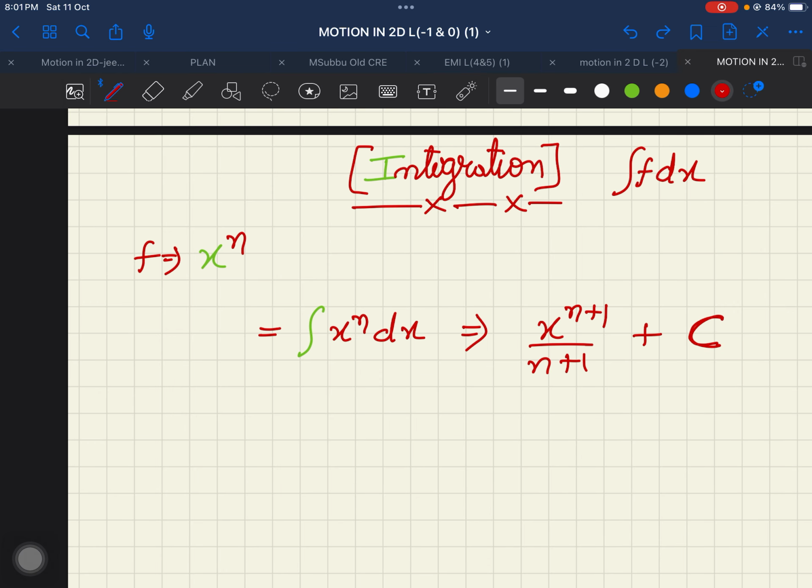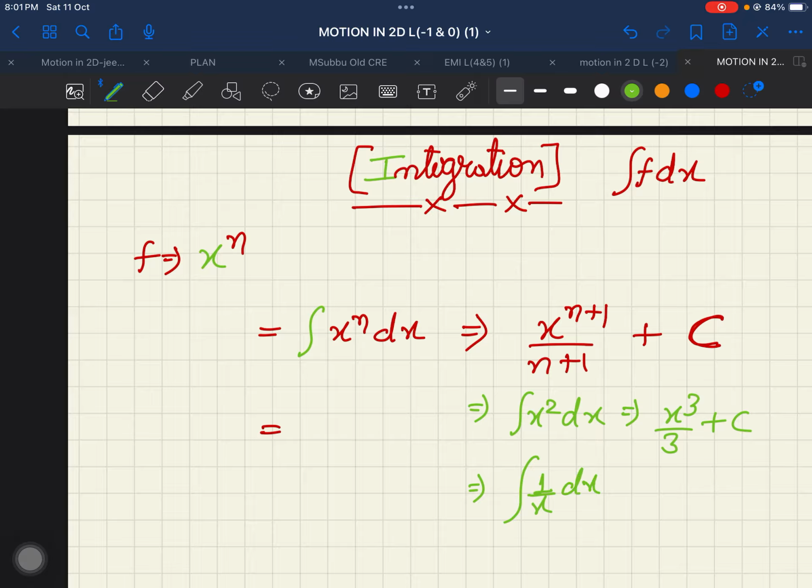Now the next formula. Now let me elaborate this more. So the integration of x square dx is equal to simply what? Let me use another color, because these are the examples. So the integration of x square dx is simply x cube by 3 plus c. Check, right? The integration of 1 by x, dx.